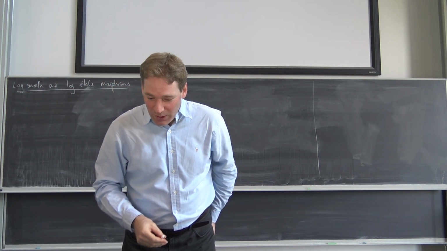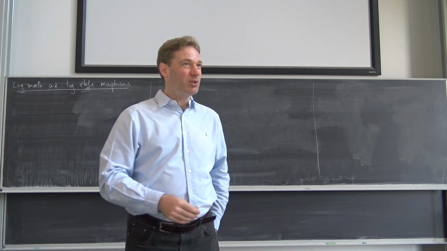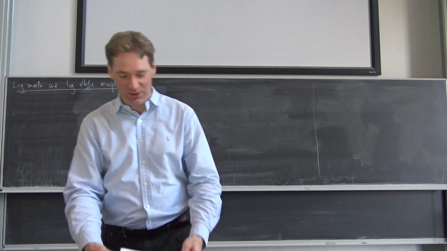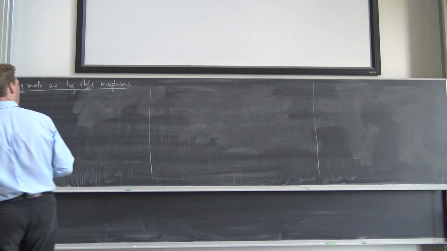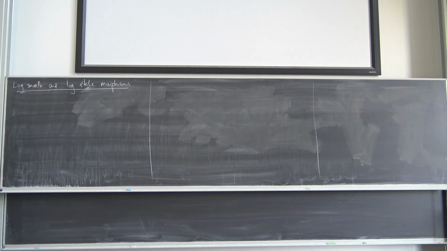So I want to start by talking about some morphisms of schemes with no log structures at all in sight. Now these are going to be morphisms that are not smooth. So let's start with some examples.